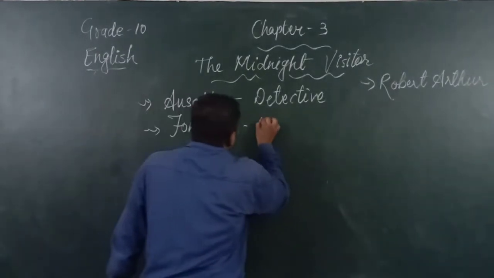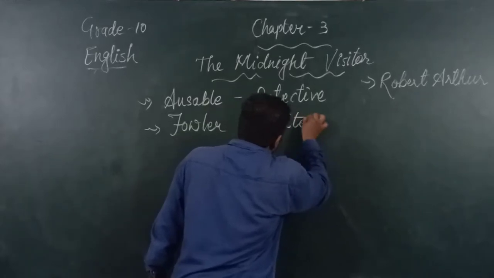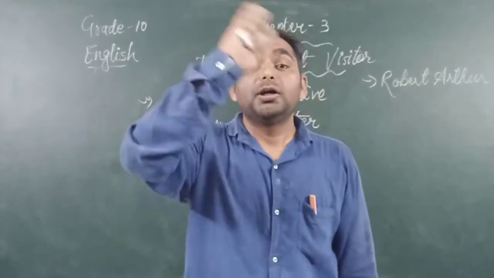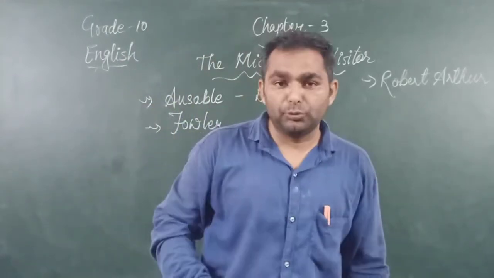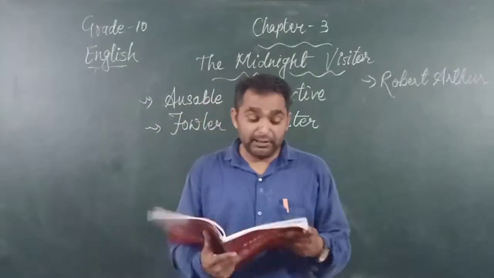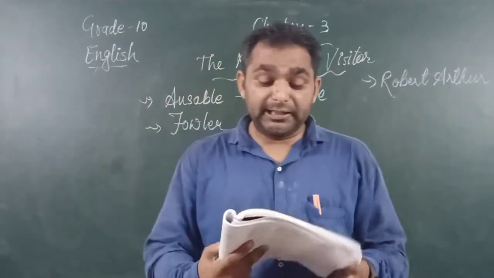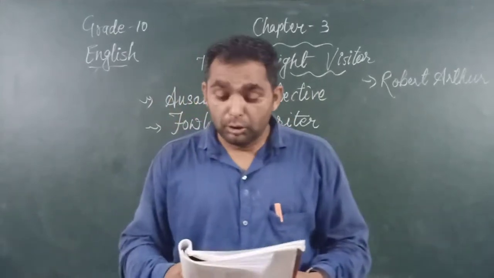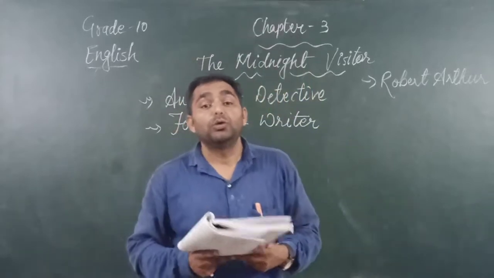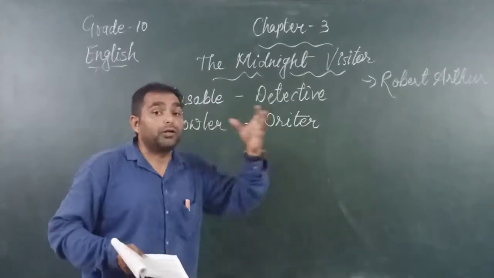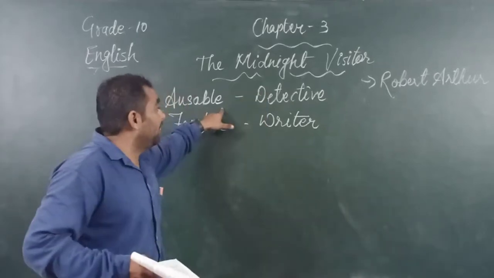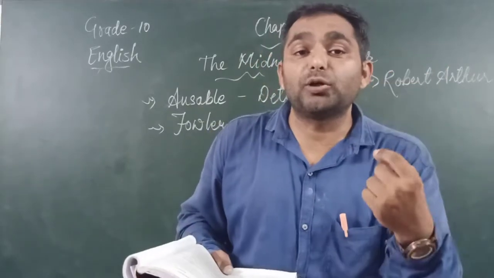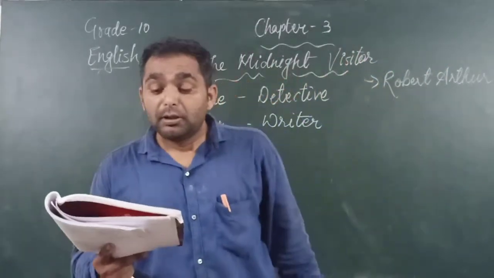Fowler is a writer, and he is going to write a book on detectives. That's why he came here. Ozabel was a detective and Fowler was a writer who wanted to write a book on detectives. He came to meet Ozabel, and that's the only reason he came to meet Ozabel.